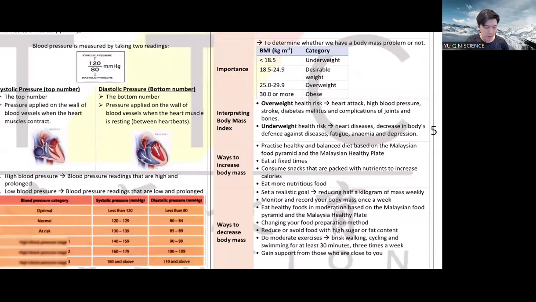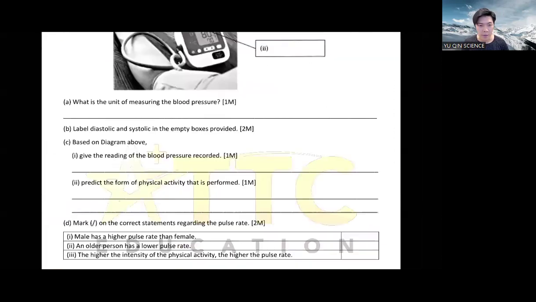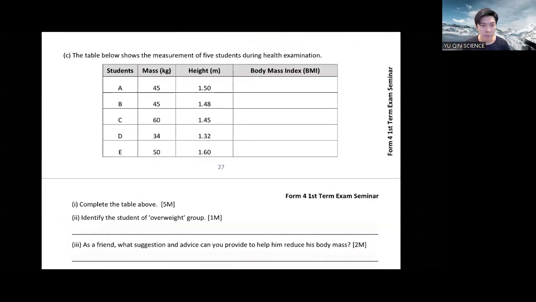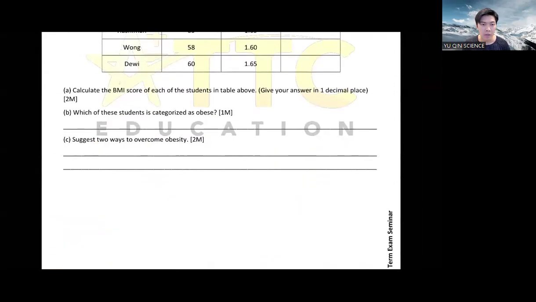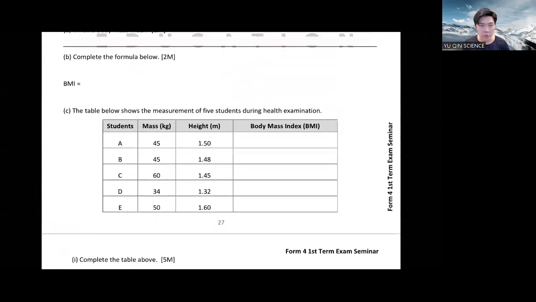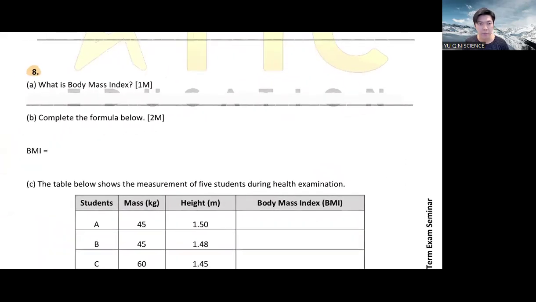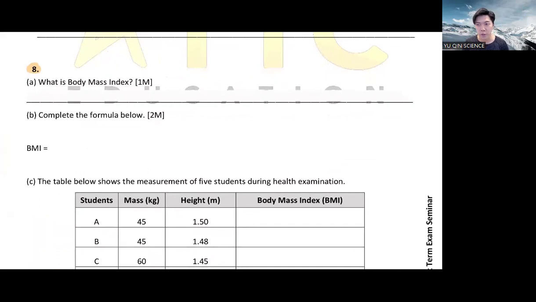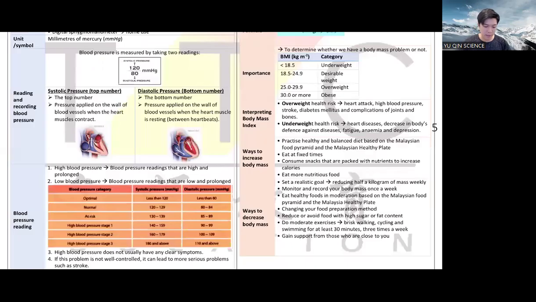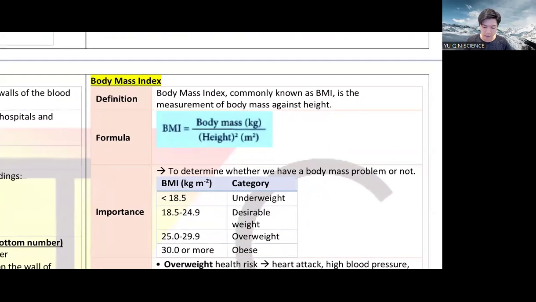Okay. And we have the question, I think, can we turn over? Okay, look, 27, question number 8. Okay, the first one is to copy the answer. What is body mass index? Body mass index is the measurement of body mass against height. Basically straightforward.